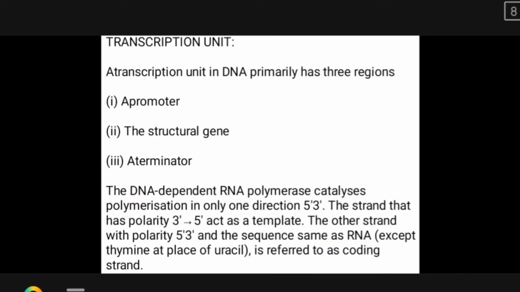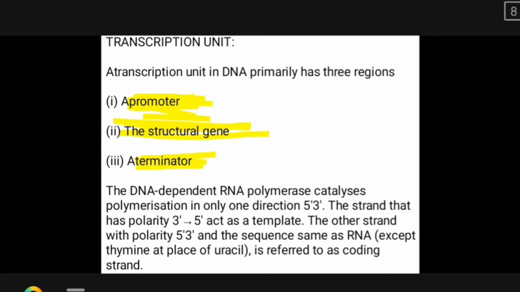What is a transcription unit? A transcription unit in a DNA has actually three regions: a promoter, a structural gene, and the terminator. So actually it is a promoter and not a promoter. There should be a space between A and promoter. There is one promoter, the structural gene, and a terminator. So I'll mark this with the yellow pen. Just see this one: a promoter, the structural gene, and a terminator.